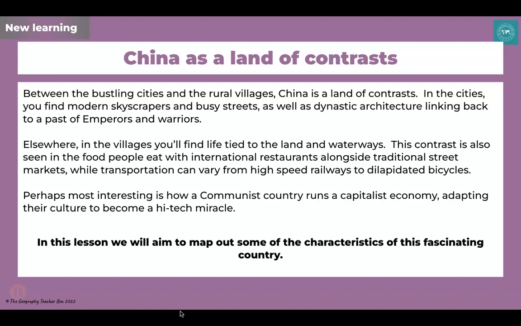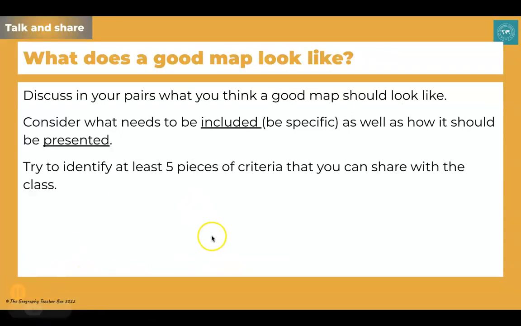And what's really interesting about China is the political side of how it's run. It's very much classed as a communist country, but the economy is largely capitalist, and that's something we'll revisit again on a later lesson. In this lesson, though, we're going to be mapping out some of the main characteristics of this fascinating country. So the first thing I'd like to do before we get onto the main activity is to really have a think about what a good map might look like, because you're going to have a go at creating your own map.